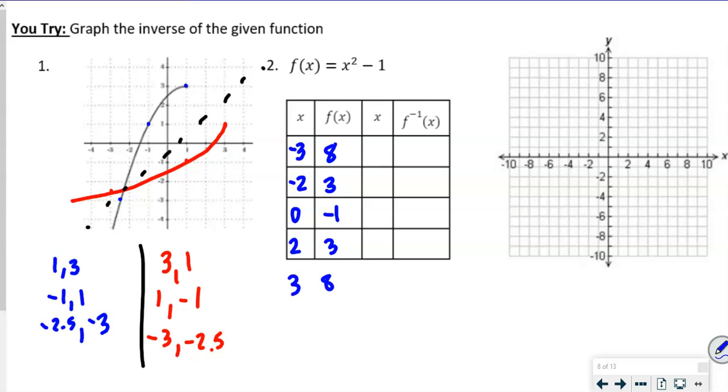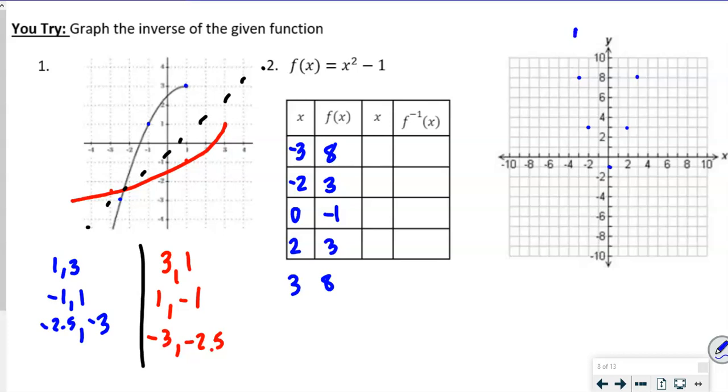All right, so on this one, let's go ahead and plot this blue graph. So that's going to be (-3, 8) right there. And then we got (-2, 3) right there. Then we got (0, -1) there. And then (2, 3) again there. And (3, 8).